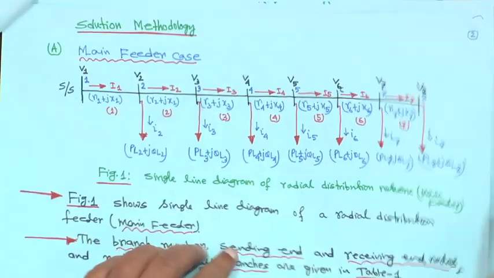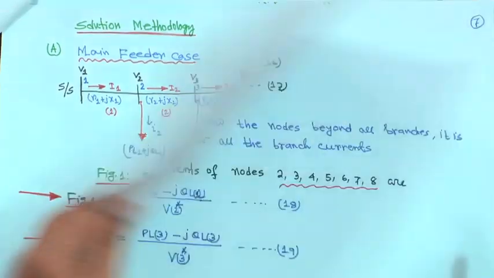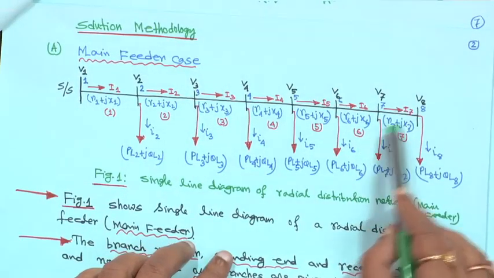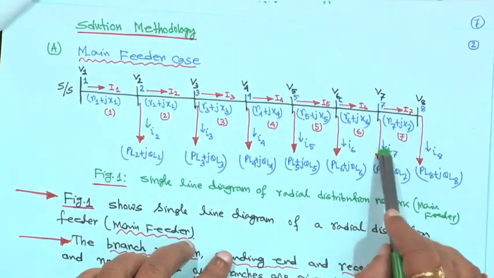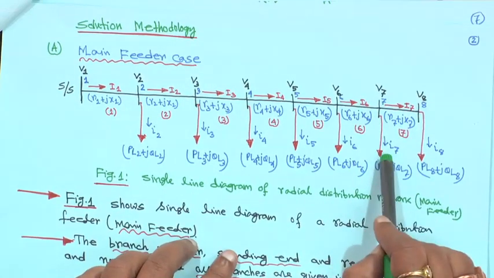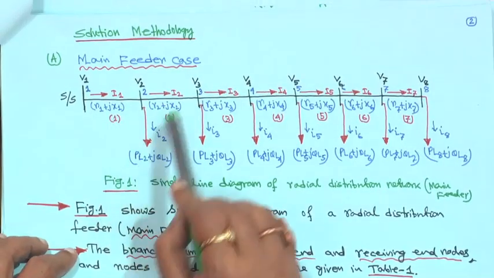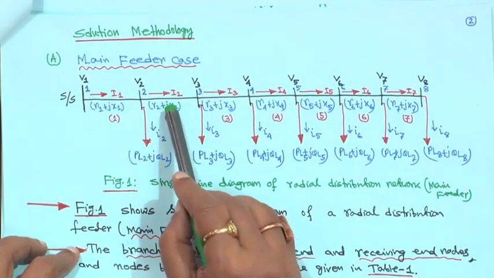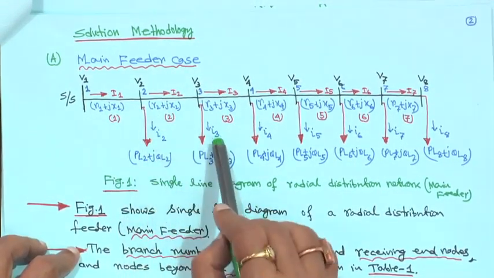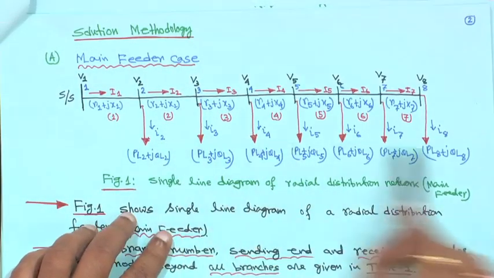Similarly, I6, the current through branch 6, will be I7 plus I8, Kirchhoff's first law only. But I am not writing I6 is equal to small I7 plus capital I7. Here also I1 is equal to capital I2 plus small I2, but again if you write I2 as I3 plus capital I3, ultimately it will be the sum of all these currents.